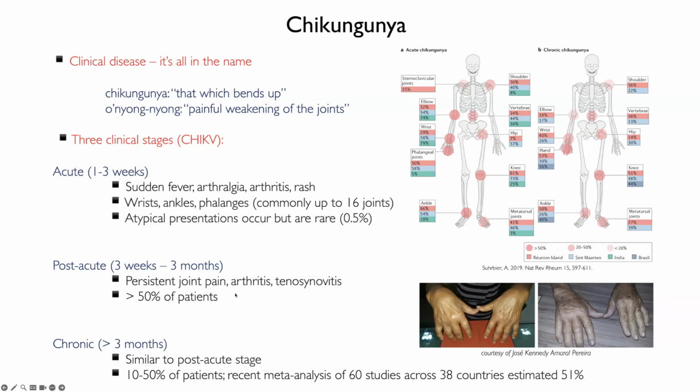And then there's a chronic stage that lasts for greater than 3 months. It's very similar to this post-acute stage in terms of this persistence of joint pain and inflammation. And a recent meta-analysis of a large number of published studies came to the conclusion that this occurs in approximately 51% of patients. And these images on the right were sent to me by a rheumatologist working in Brazil and just illustrate this chronic arthritis that can be observed in patients experiencing chronic chikungunya disease.